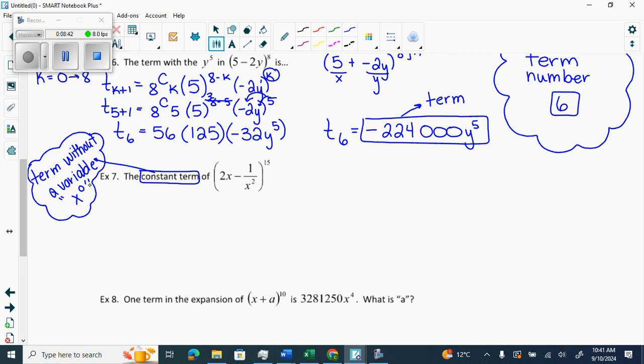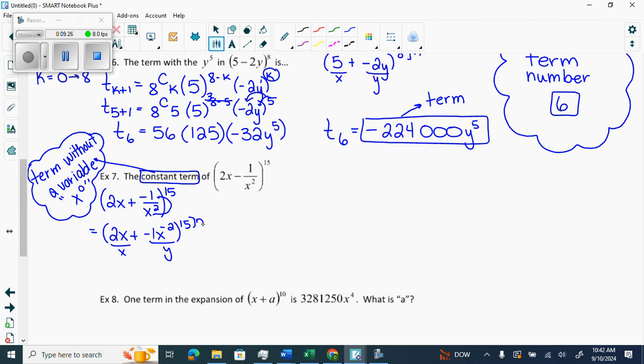All right. We currently have a binomial that is (2x plus negative 1 over x squared) to the 15. I don't like it like that. I will always move this up so I don't have a fraction, right? So I'm going to get (2x plus negative 1 times x to the negative 2) to the 15. So this is my x. That's my y. That's my n.